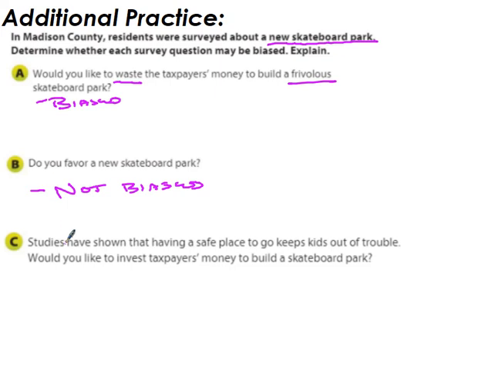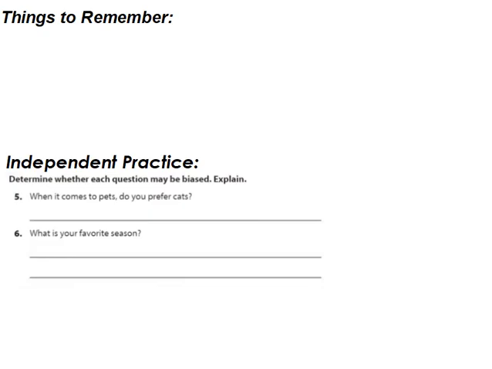And then question C. Studies have shown that having a safe place to go keeps kids out of trouble. Would you like to invest taxpayers' money to build a skateboard park? You think to yourselves, is this a biased question or not a biased question? And it is definitely biased, because within the question they're already showing what they think by saying studies have shown that having a safe place. You can tell that this person, by asking this question, is in favor of a skateboard park. That's it. It's just understanding what's biased and what's not biased.